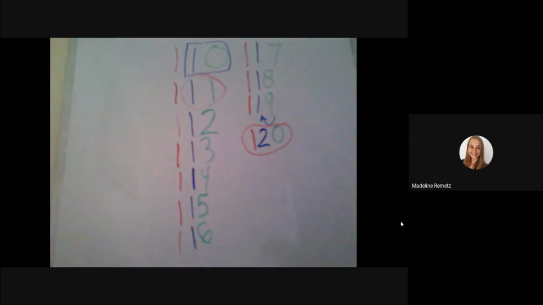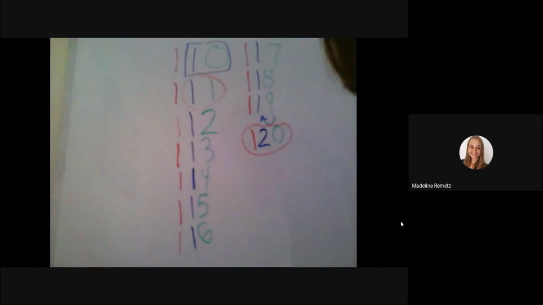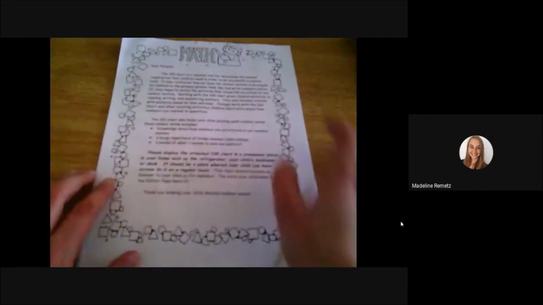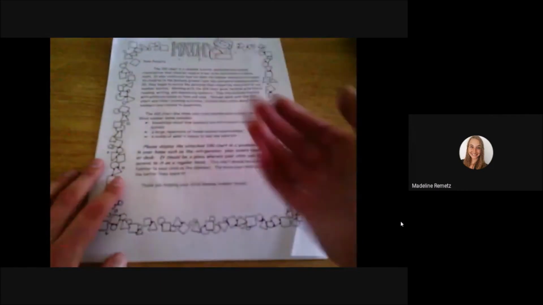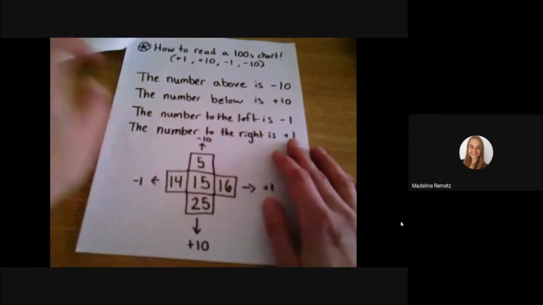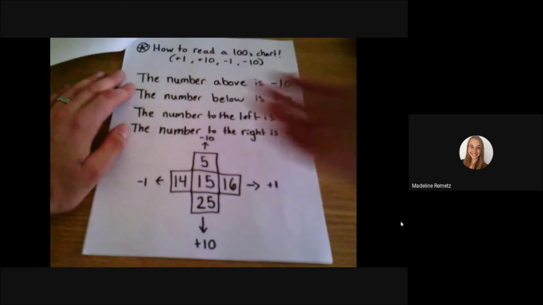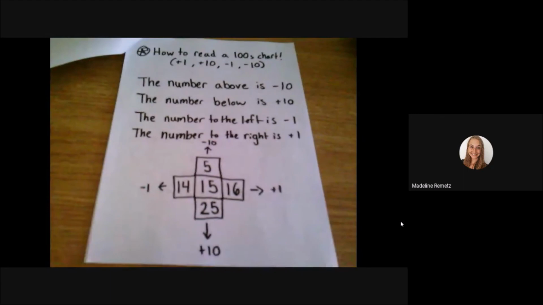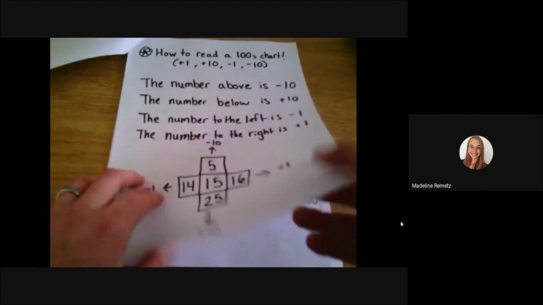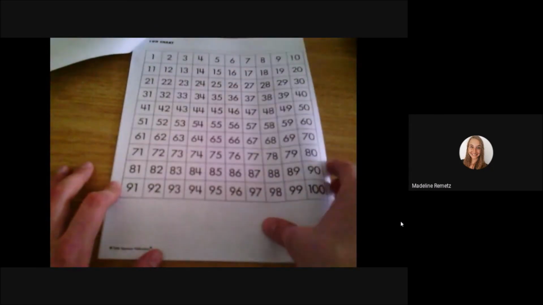Perfect. So now that you've written these, you've looked at how to read a 100s chart with me, let's look at what your homework is for today. All right, so this is your 100s chart packet. You can read this letter, it's mostly to your parents. And when you open it, you'll see how to read a 100s chart. And that's what I was looking at with you. You have the number and it tells you -1, +1, -10, +10. That's what you're going to be doing today. If you get confused and you need a 100s chart, it's here for you.